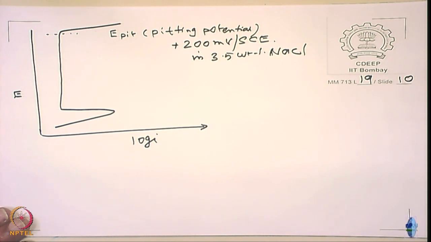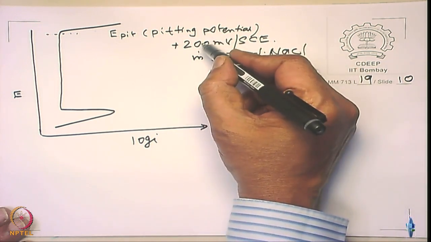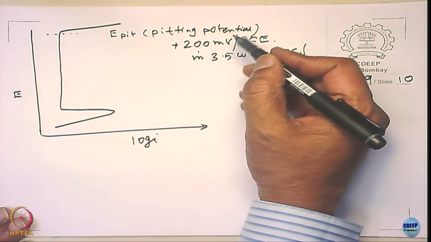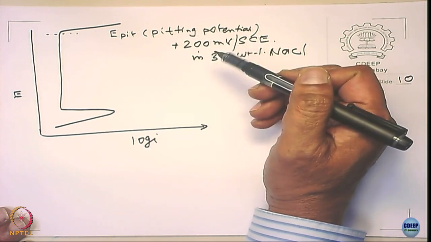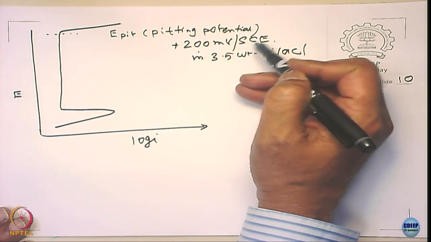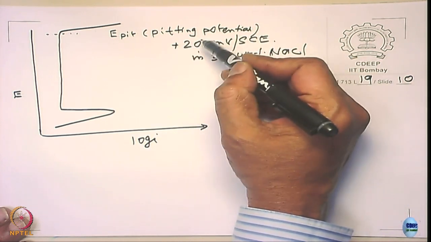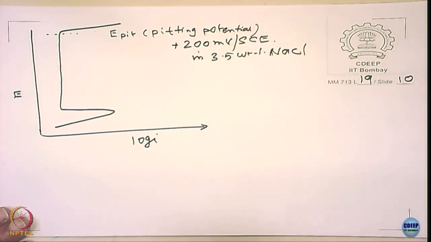But actually, if you look at the driving force for pitting, it is very enormous. Now, what is this potential? This potential is with respect to the solution, right? The potential of the metal with respect to the solution as measured by a reference electrode, in this case a saturated calomel electrode. So, I am measuring the potential of this metal in relation to the solution, so 200 millivolt.